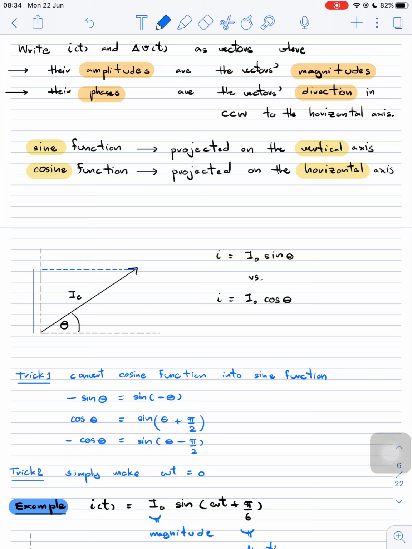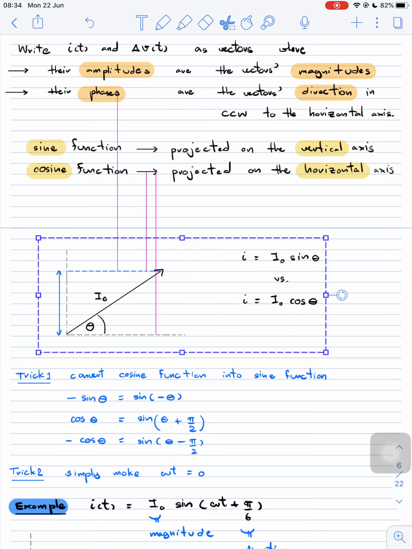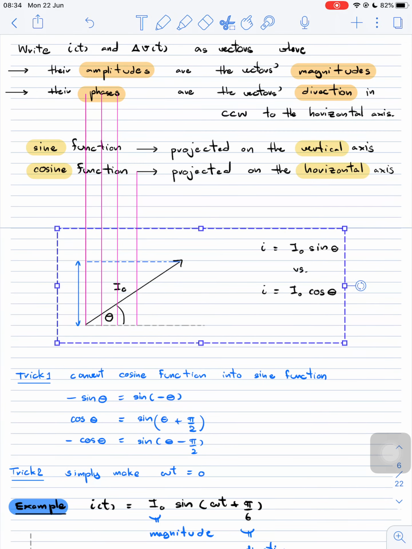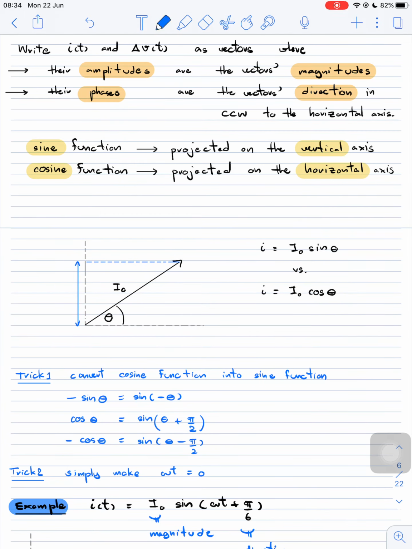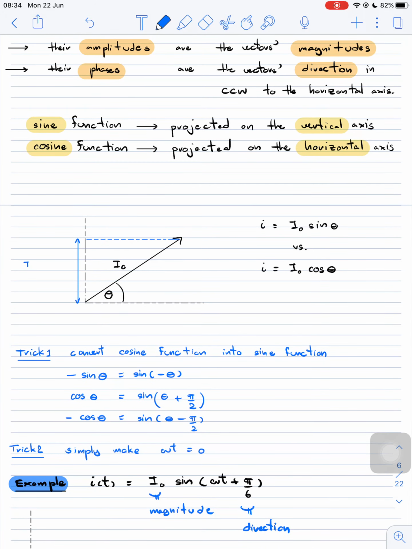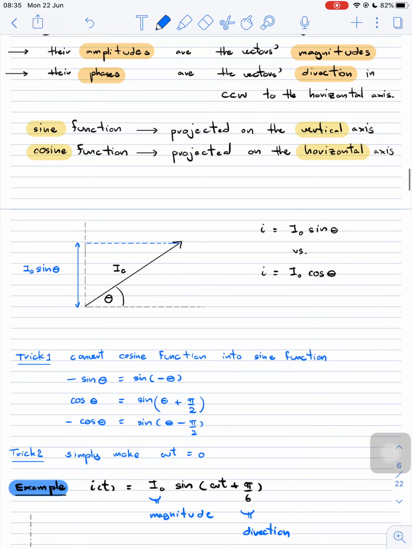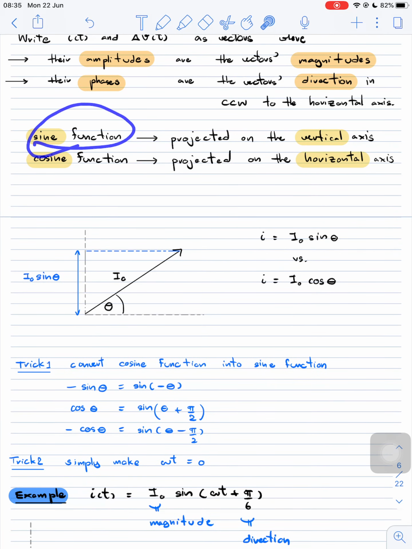Okay, this length is going to be equal to I naught and what? If we break the vector using the angle, you can get sine theta, right? So we can get I naught times sine theta here, which is this one. So that's why we say that for the sine function, we need to project the vector on the vertical axis, so you can get the sine function.